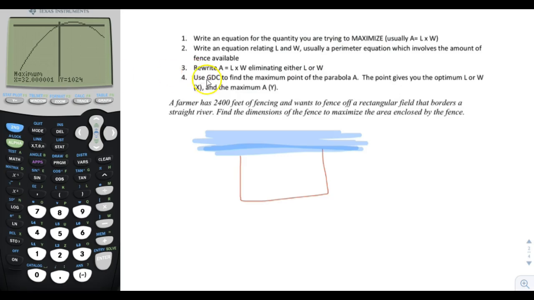A farmer has 2,400 feet of fencing and wants to fence off a rectangular field that borders a straight river. Find the dimensions of the fence to maximize the area enclosed by the fence. Okay, the only difference is now one of the walls is a river.